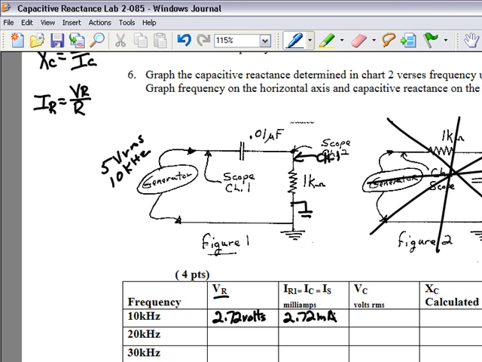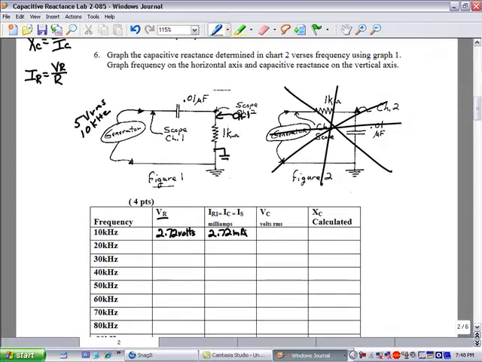Now you might say, well, why don't we just put an ammeter in the circuit to measure current? Well, a digital ammeter cannot measure current at high frequencies. So we have to go to this approach of measuring the voltage across the resistor and calculating the current flowing through the resistor to determine the current in the circuit.